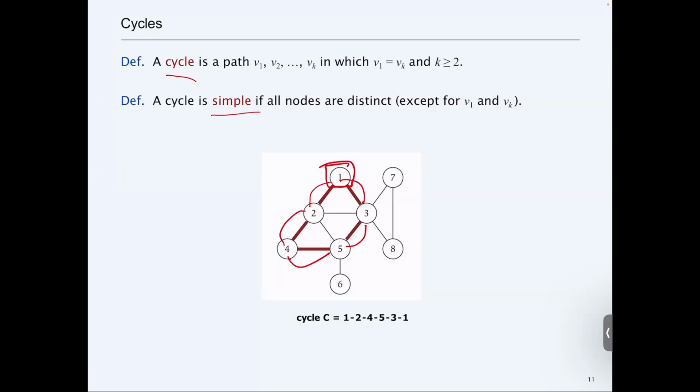But in other situations, cycles might be exactly what we want. For example, in routing problems, like the traveling salesperson problem, we're literally trying to construct a cycle.